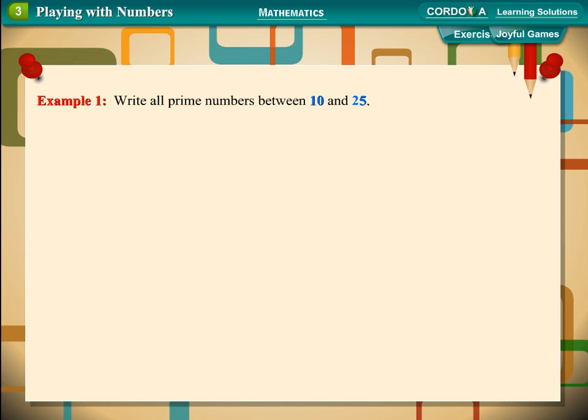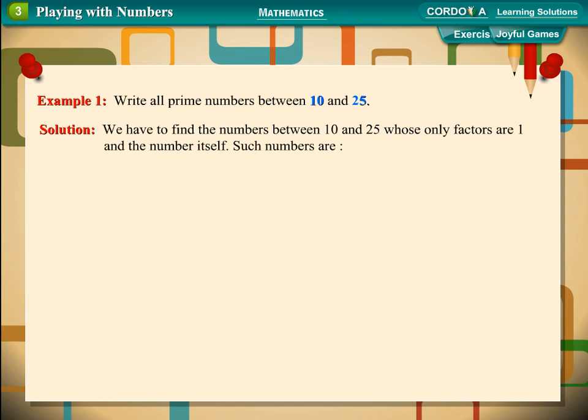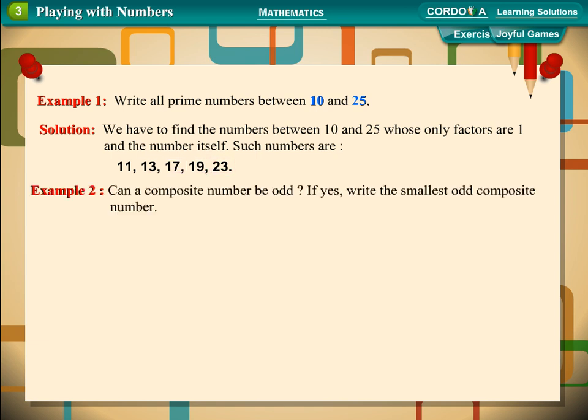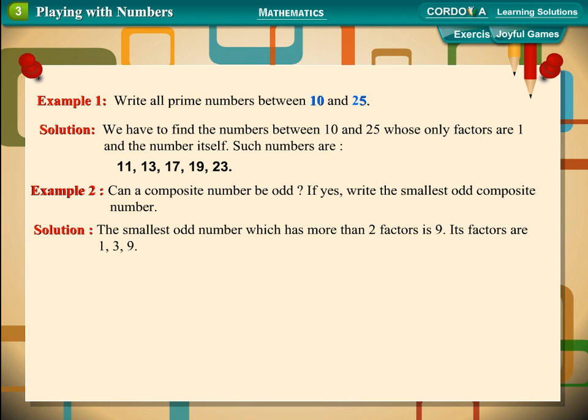Example 1. Write all prime numbers between 10 and 25. Solution. We have to find the numbers between 10 and 25 whose only factors are 1 and the number itself. Such numbers are 11, 13, 17, 19, 23. Example 2. Can a composite number be odd? If yes, write the smallest odd composite number. Solution. The smallest odd number which has more than 2 factors is 9. Its factors are 1, 3, 9. Hence, 9 is the smallest odd composite number.